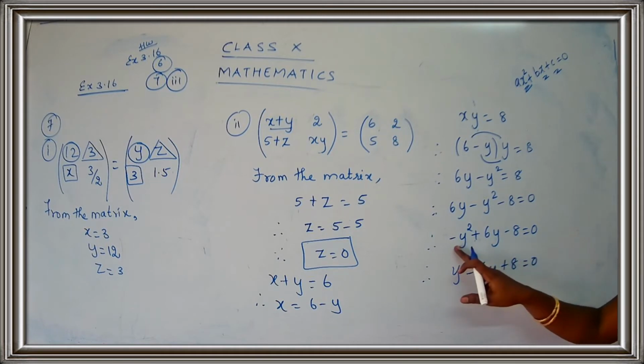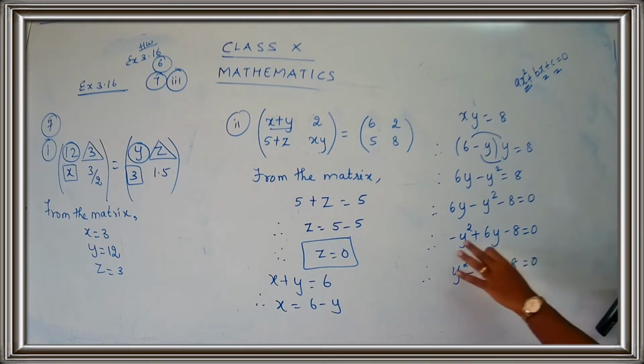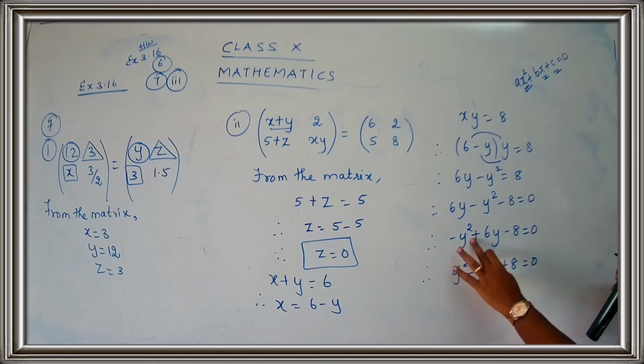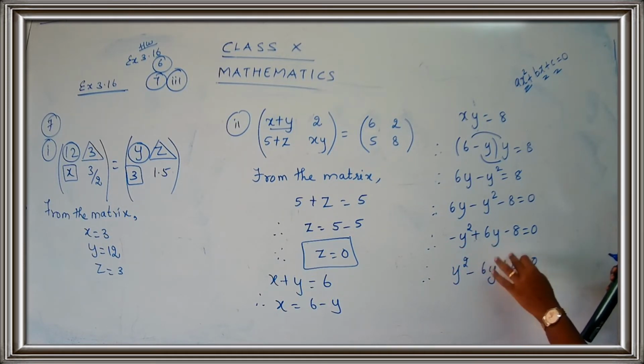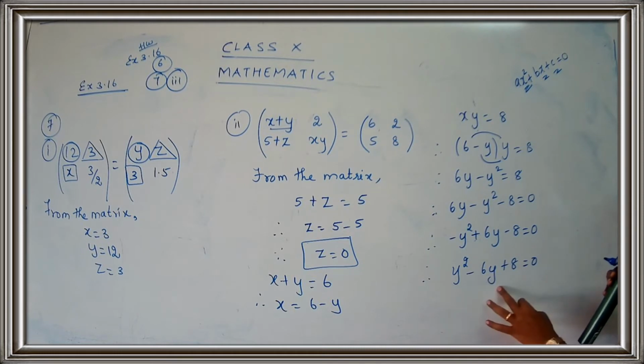I don't want the first term to be negative. So change all the signs. So minus turns to be plus, plus turns to be minus, minus turns to be plus. So what is the equation you are getting now? Y square minus 6y plus 8 is equal to 0. So now what are we going to do here? We are going to use the T method and get the value for y. Let's use the T method, children.